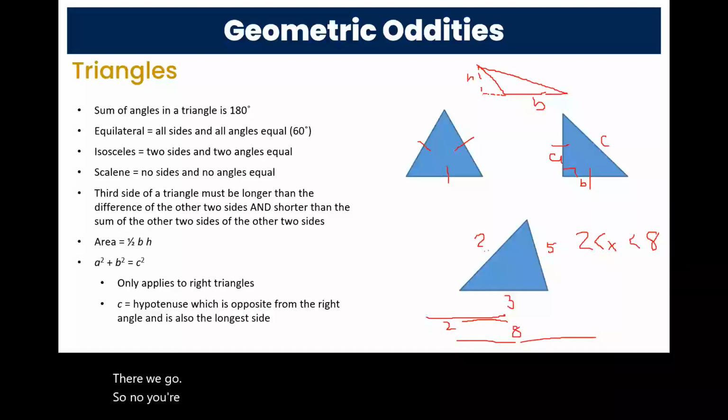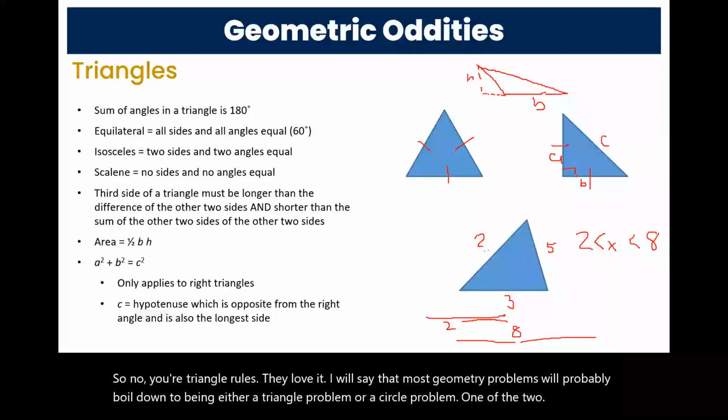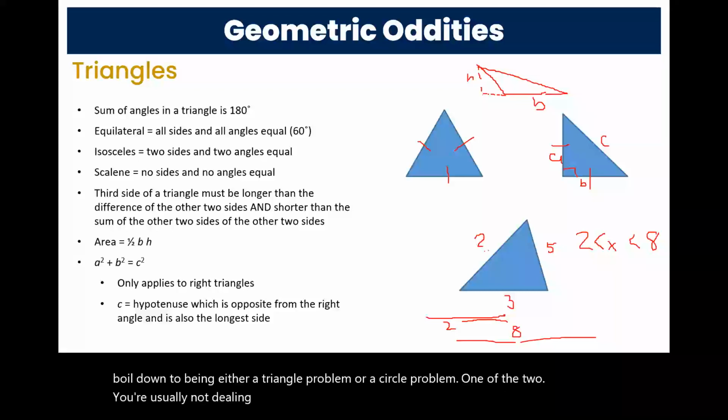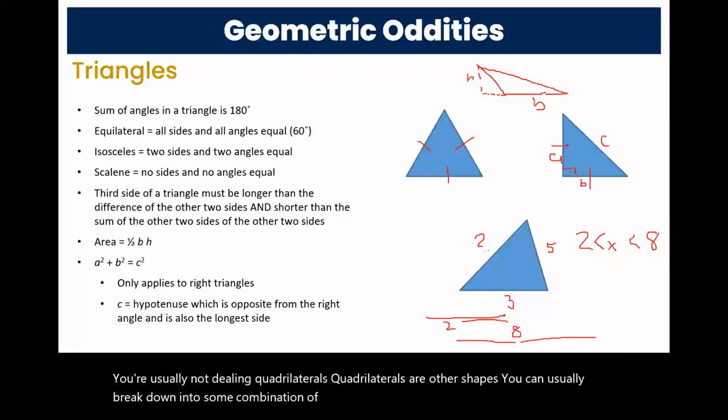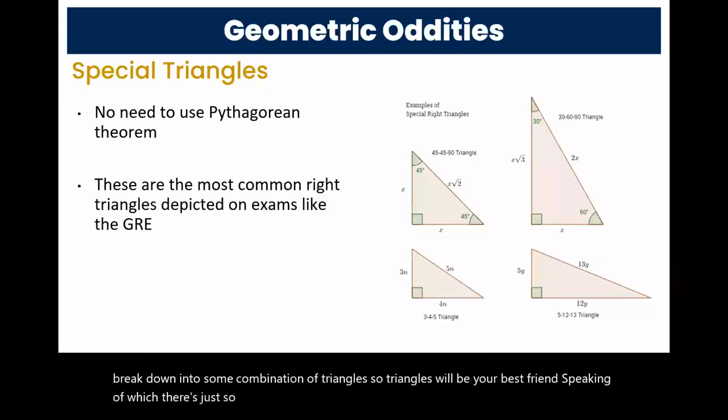They love them. I will say that most geometry problems will probably boil down to being either a triangle problem or a circle problem. One of the two. You're usually not dealing with quadrilaterals, because quadrilaterals are other shapes you can usually break down into some combination of triangles. So triangles will be your best friend. Speaking of which, there are some triangles that you have to recognize, the so-called special triangles.